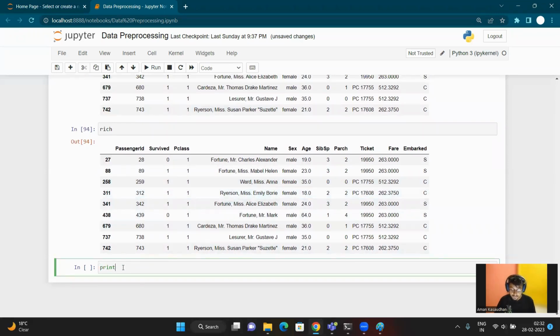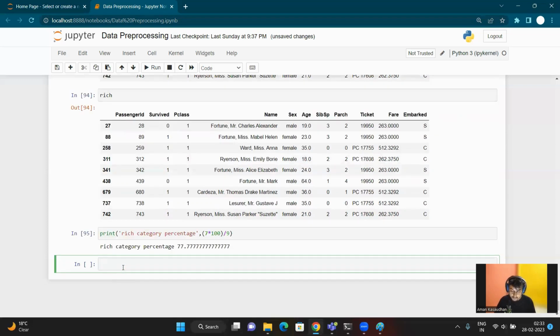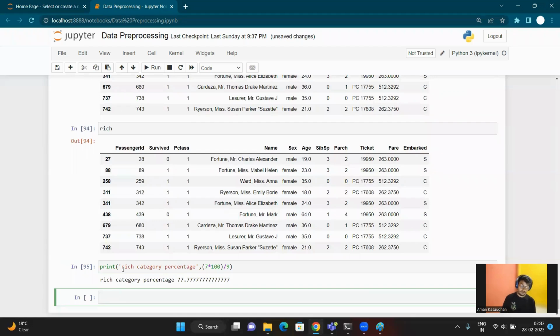So we'll print rich category percentage. Now inside this, we'll write 7 multiplied by 100 divided by 9. 77%. 77% of rich people survived on the Titanic ship.